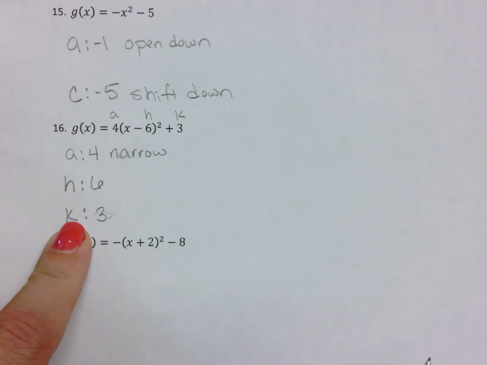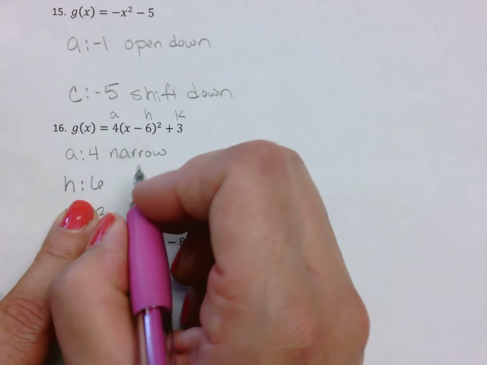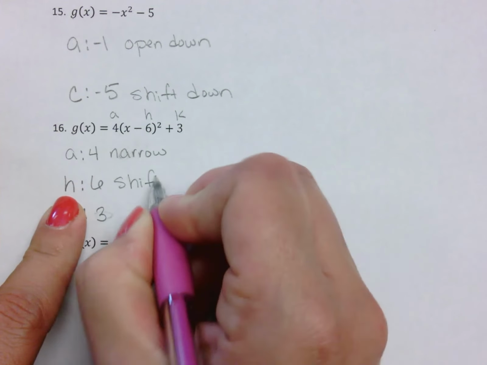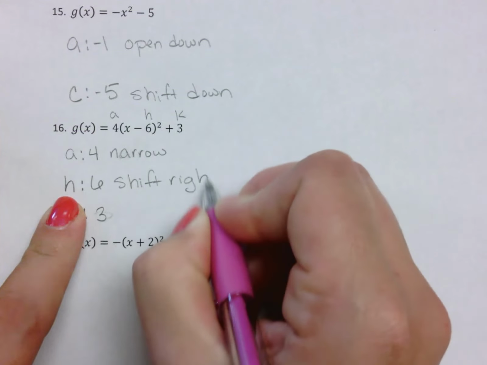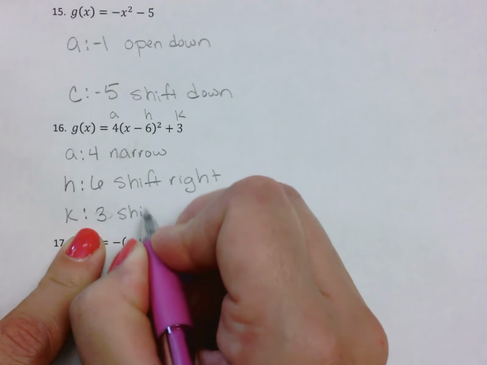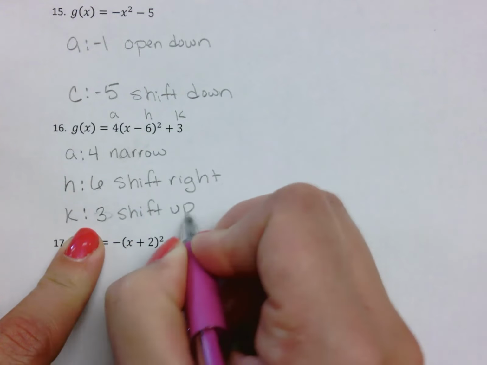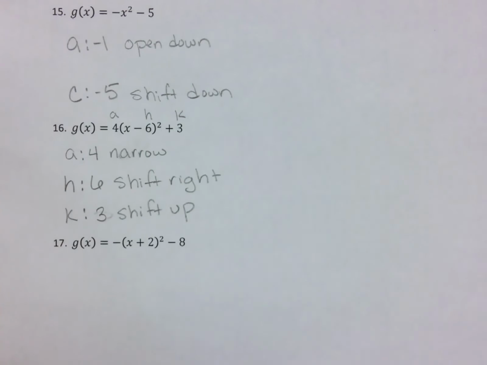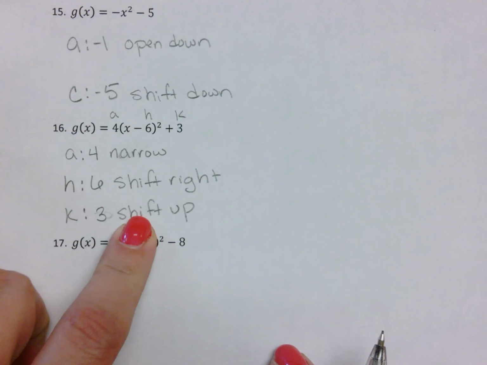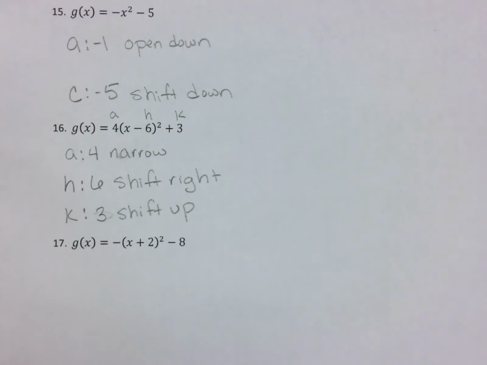Because my h number is a positive number also, my graph is going to shift to the right. So it's going to shift right. And because my k is a positive number, it's also going to shift up. So, compared to the original parent function of f of x equals x squared, the graph will get more narrow, it will move to the right, and it will move up on the coordinate plane.